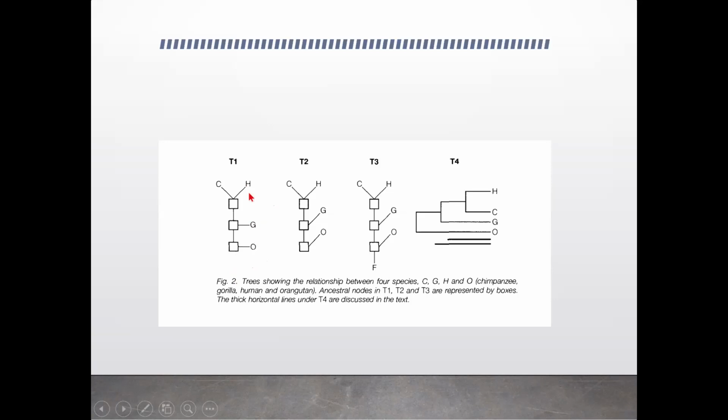As I told you, if every ancestral node does not have more than 2 branches, it is called a binary tree or cladogram. If you look at these 2 trees, T1 and T2, they do not have the recent common ancestor. So these are unrooted trees.